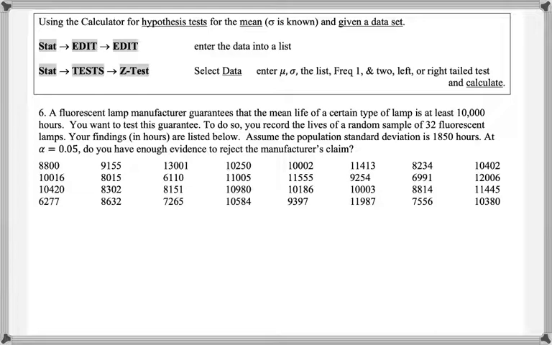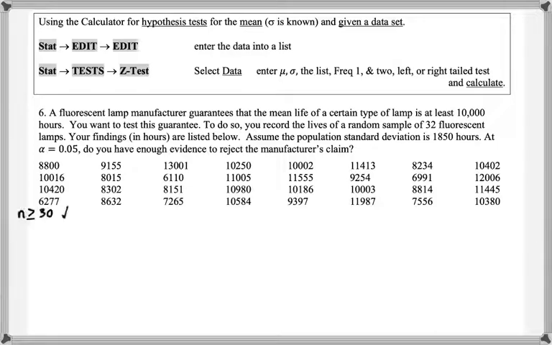Your findings in hours are listed below. Assume the population standard deviation is 1,850 hours. At alpha equal to 0.05, do you have enough evidence to reject the manufacturer's claim?